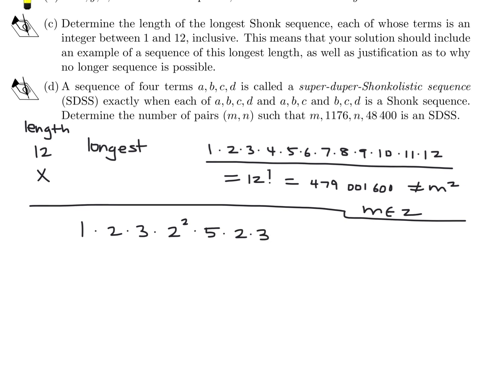5, 6 I'll write as 2 times 3, 7, 8 is 2 to the power of 3, 9 is 3 to the power of 2, 10 will be 2 times 5, 11 is just 11, and then 12 is 2 to the power of 2 times 3, I believe, right? Yeah. Okay, so when you combine all of these, it's 2 to the power of 10 times 3 to the power of 5 times 5 to the power of 2.